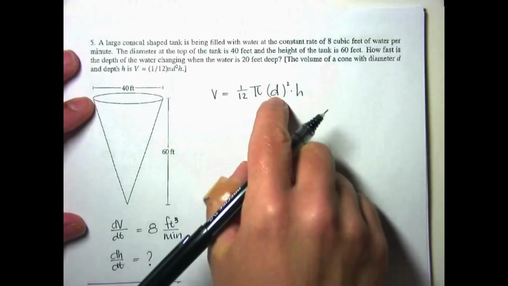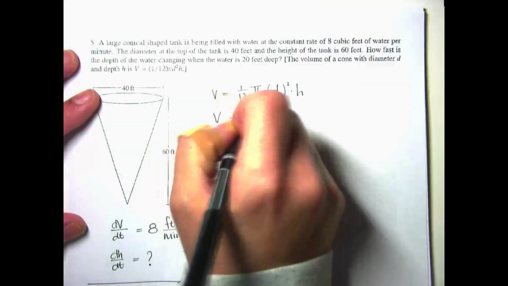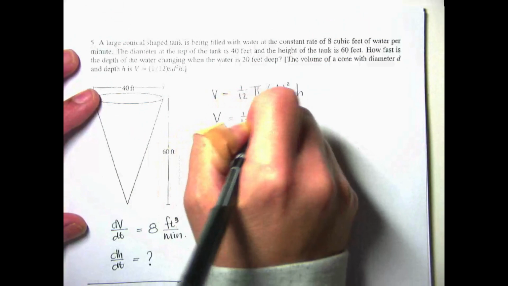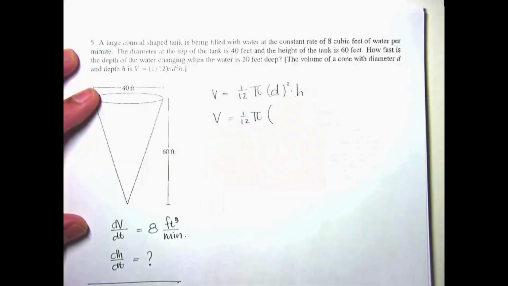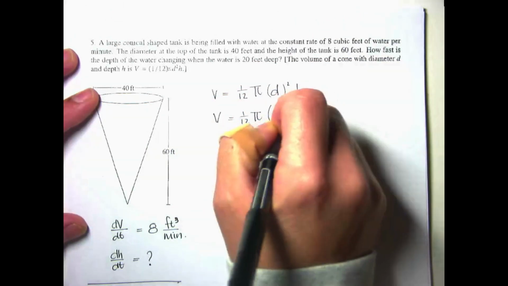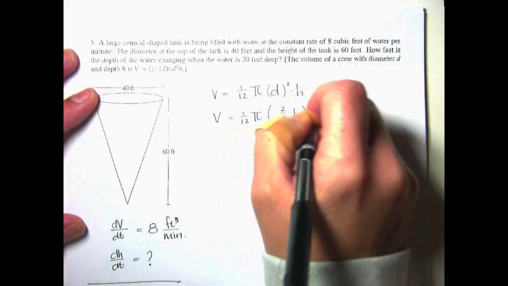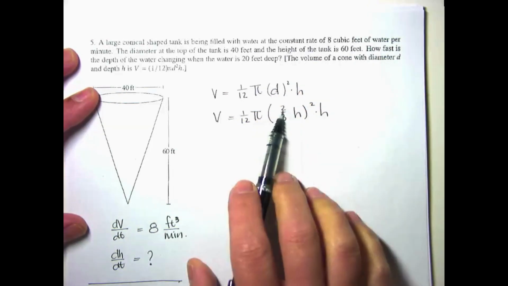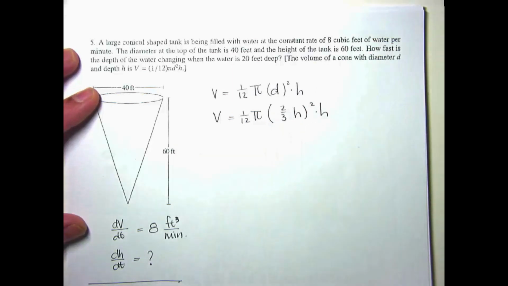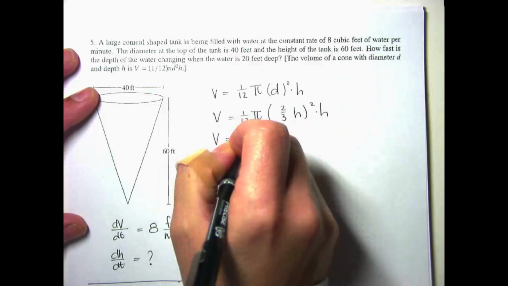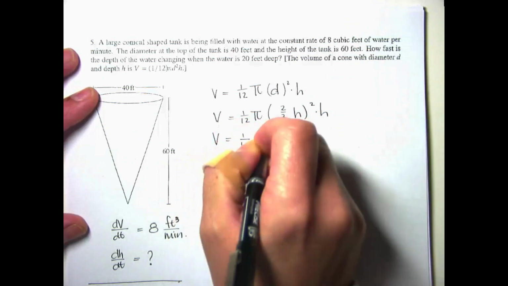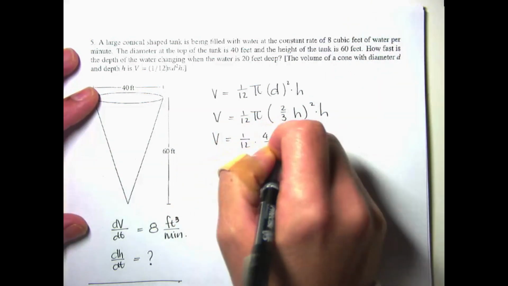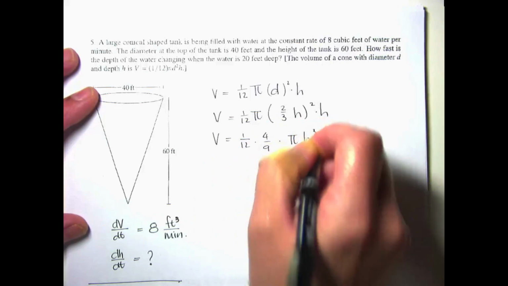So we can go ahead up here and eliminate diameter. So volume is equal to 1/12 times pi times (2/3 h) squared times h. I'm going to clean this up. So when we square this, 2 squared over 3 squared, that's going to be 4 over 9. So volume is equal to 1/12 times 4/9 pi times h cubed.